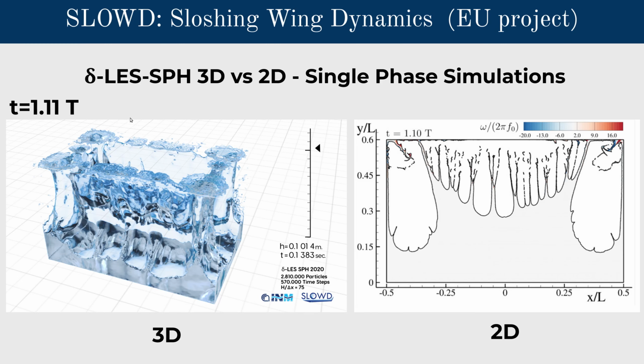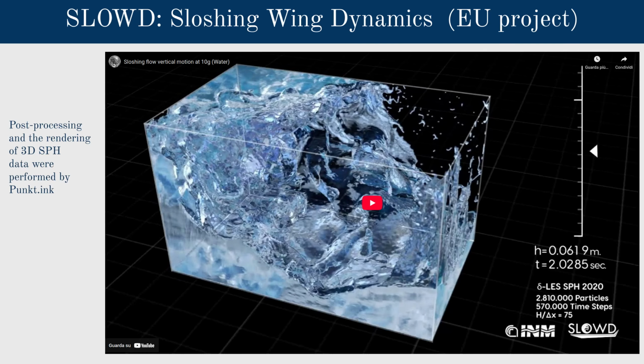Conversely, when the delta-less SPH model is used, the correct physical behavior is recovered. In this slide, you can see how this model is able to eliminate tensile instability both in 2 and 3-dimensional simulations, while correctly reproducing the formation of liquid jets impinging on the roof of the tank.